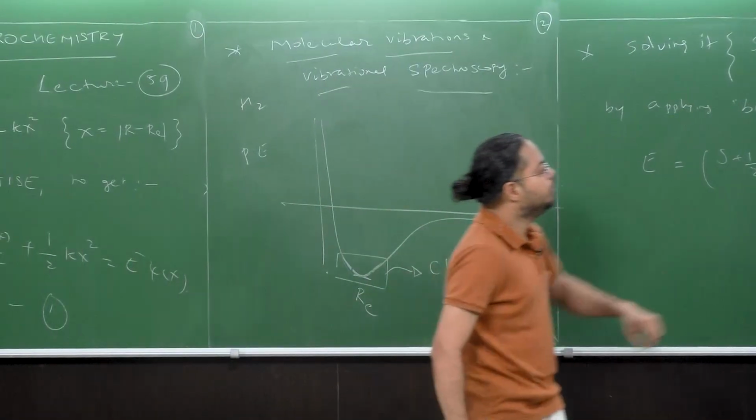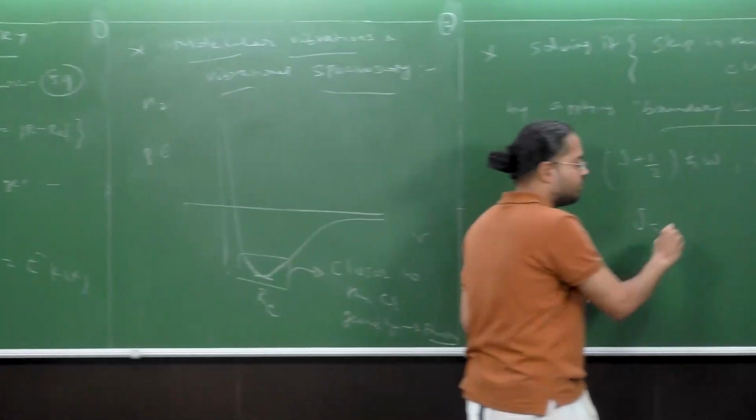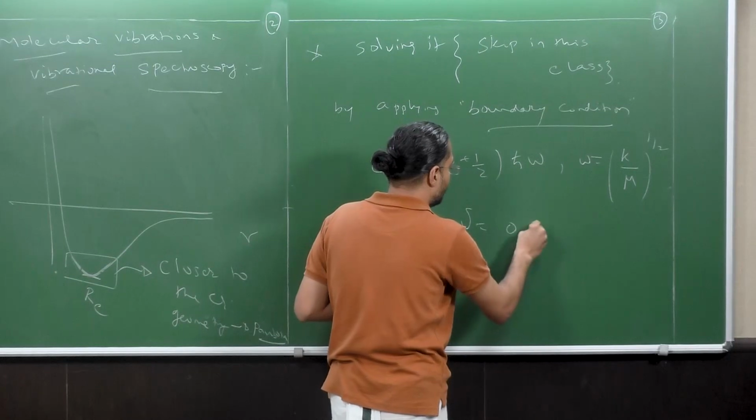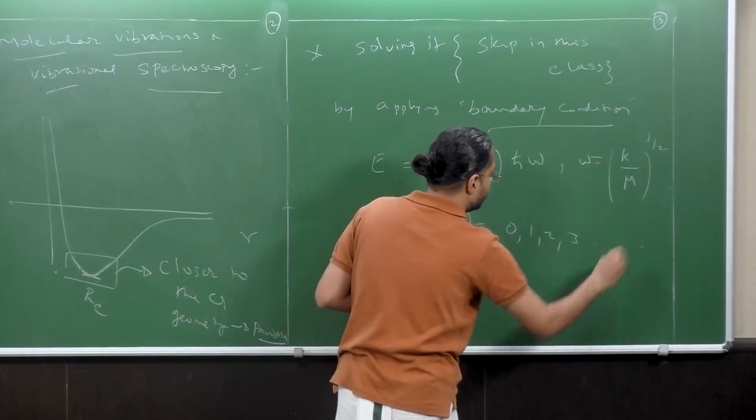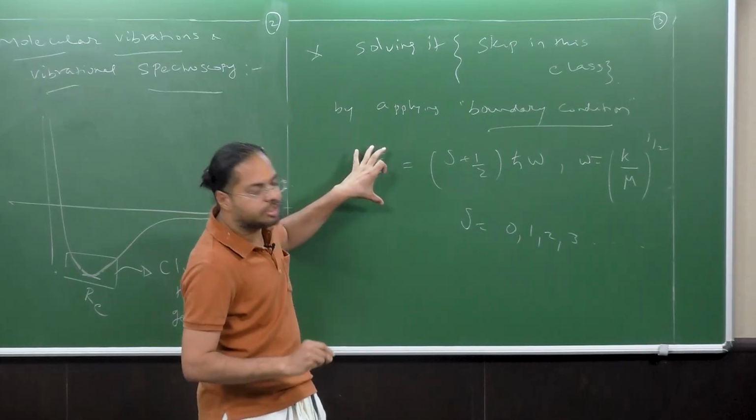And mu is just going to be the reduced mass, and nu is a quantum number called the vibrational quantum number, which has values of 0, 1, 2, 3, etc. Okay, right? So this is the energy expression that we get.